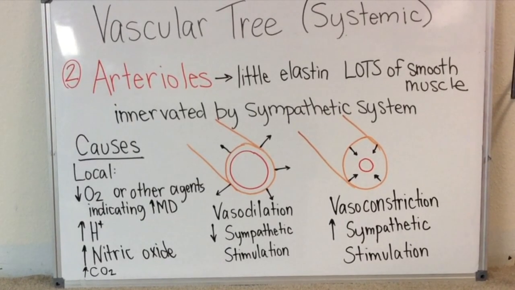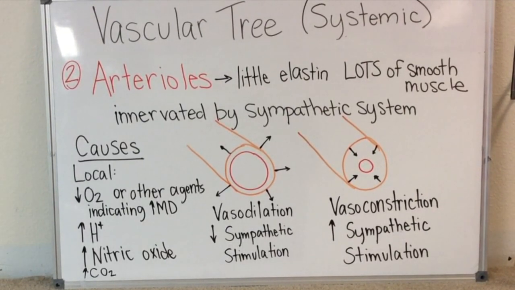How do the arterioles know which organs need more blood flow compared to which ones need less blood flow? The arterioles respond to local changes in concentration and pH. Any agent that indicates an increase in metabolic demand of the tissues connected to their arterioles is going to cause a vasodilation. Common indicators of higher metabolic demand would be lower oxygen concentration, higher hydrogen concentration, an increase in nitric oxide, and an increase in carbon dioxide.